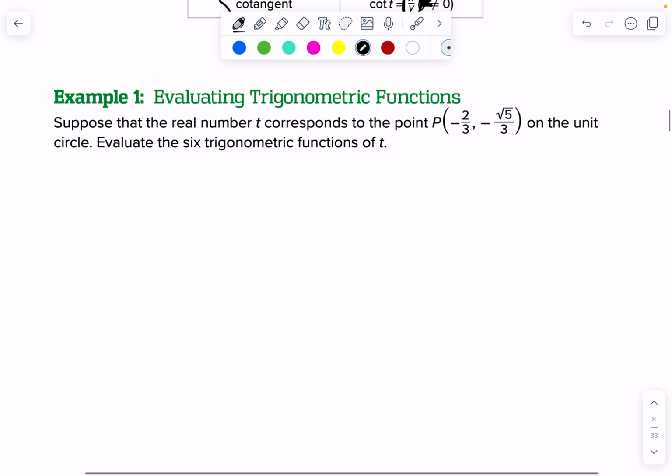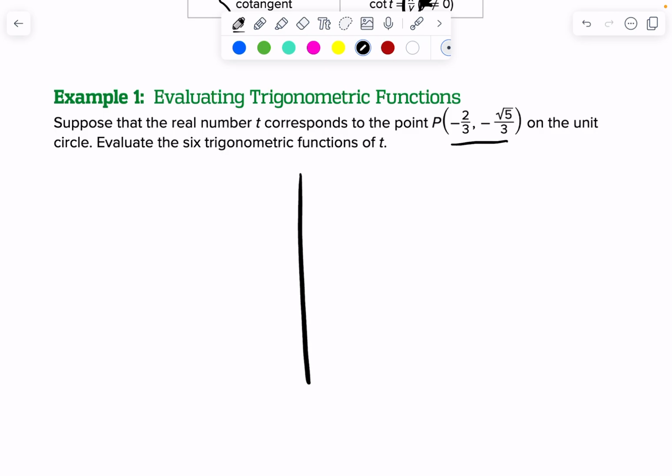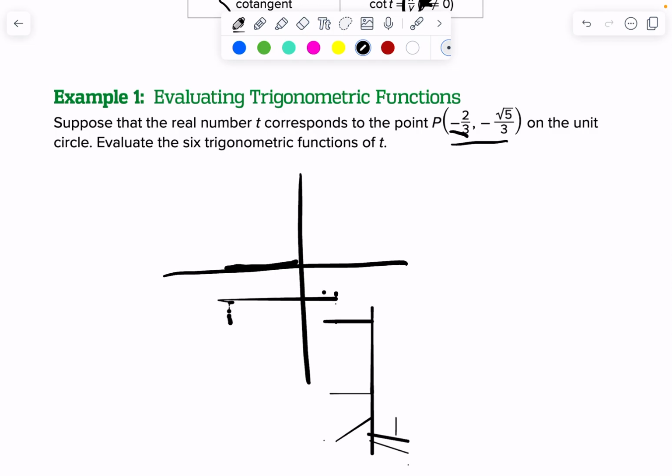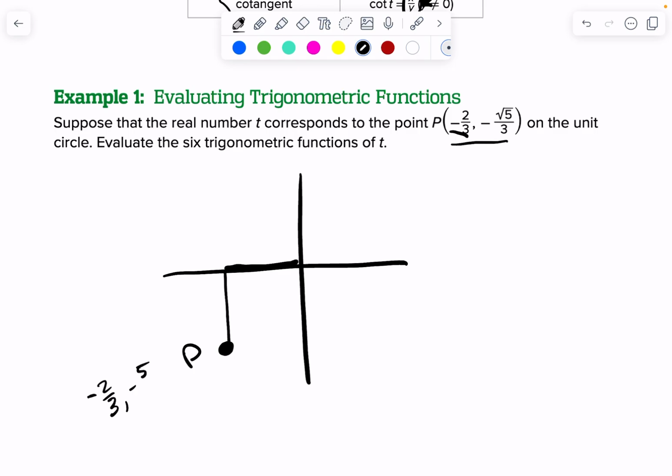Suppose that the real number t corresponds to this point on the unit circle. Okay, so that point on the unit circle, -2/3 is going to be this direction, and -√5 over 3 is going to be this direction. So we're talking about a point P in the third quadrant. This is the coordinate point for it, -2/3, comma, -√5/3. They just made that information up for us.